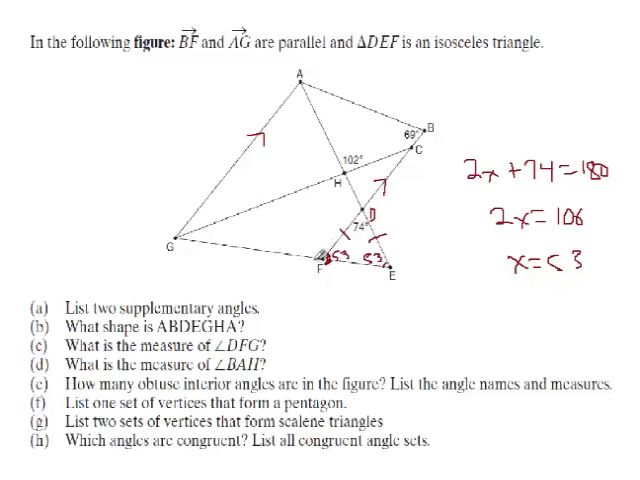So this angle, which is the one they're looking for, DFG, has to equal up to 180. It's supplementary because it's on the same line as this one. So 180 minus 53 is 127. So that should be 127.